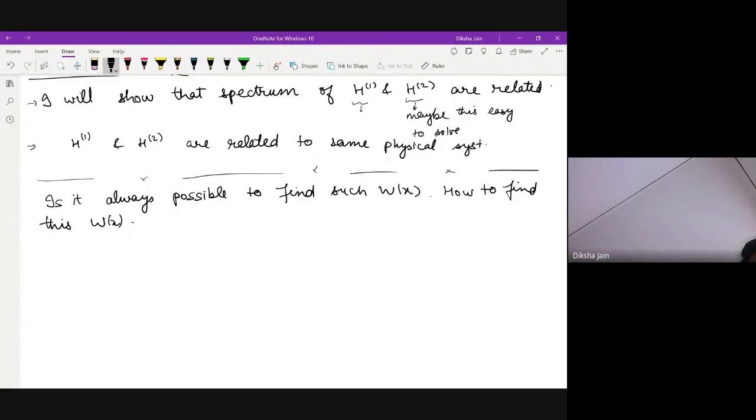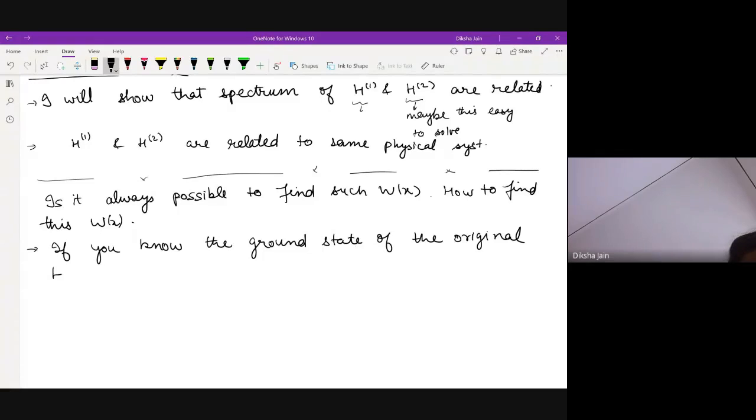The answer is that if you know the ground state of the original Hamiltonian, you can find W of x. So for any generic potential, if you know the ground state, you can find W of x. Let me show how this happens.